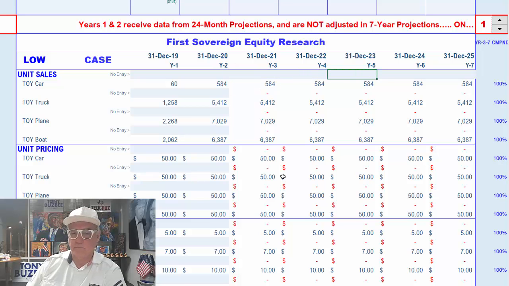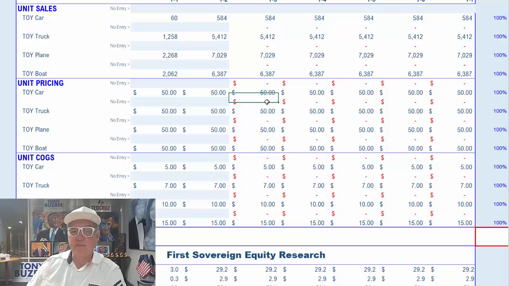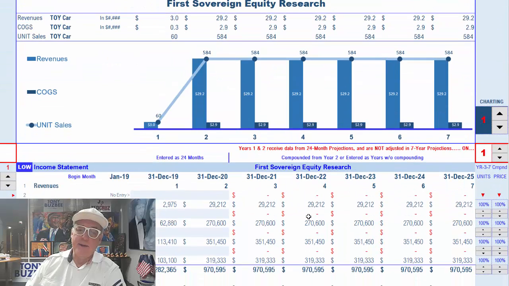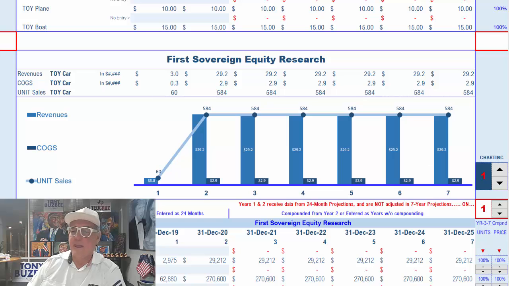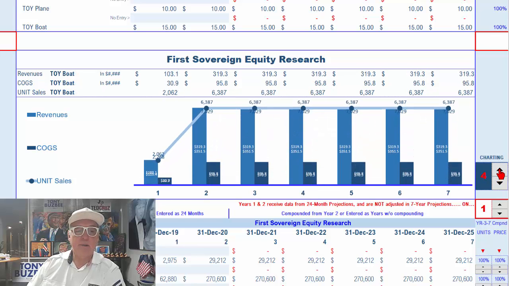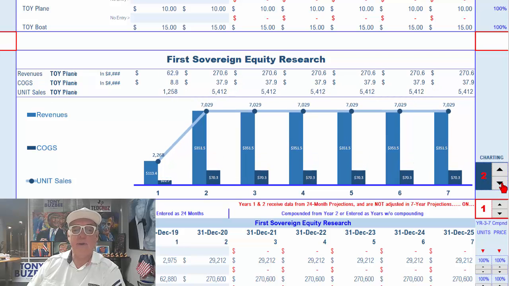Now, if you want to increase anything in the number of units sold, you could actually enter right up here. See, this is the manual entry. This would be affecting your price per unit, and this would be affecting your unit costs, cost of goods sold. And you've got the ability to chart and look at the three revenues and the associated cost of goods and unit sales, and it'll tell you what you're looking at. See right up there, toy boat, number four, so forth and so on.